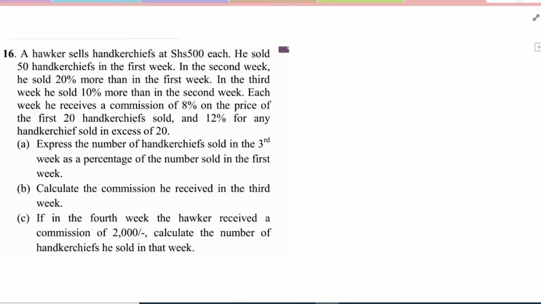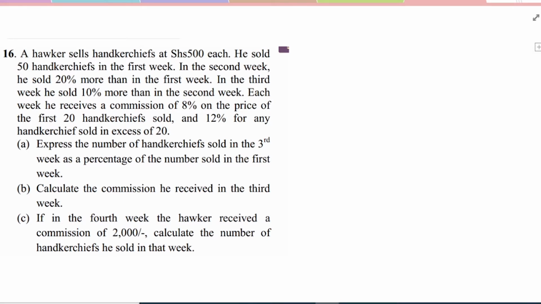A hawker sells handkerchiefs at 500 each. He sold 50 handkerchiefs in the first week. In the second week, he sold 20% more than in the first week. In the third week, he sold 10% more than in the second week. Each week, he receives a commission of 8% on the price of the first 20 handkerchiefs sold, and 12% for any handkerchief sold in excess of 20. Express the number of handkerchiefs sold in the third week as a percentage of the number sold the first week. Then calculate the commission received in the third week, and if in the fourth week the hawker received a commission of 2,000, calculate the number of handkerchiefs he sold that week.